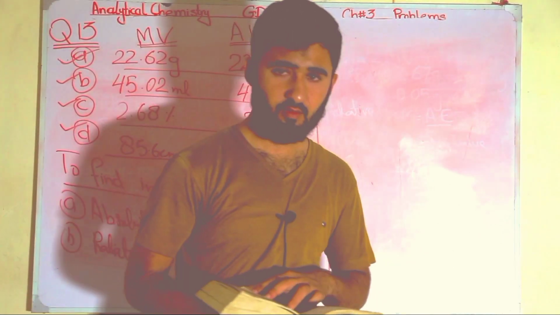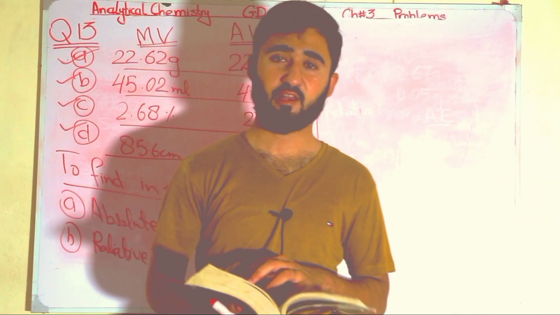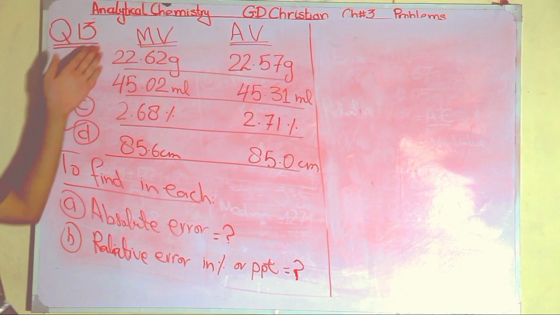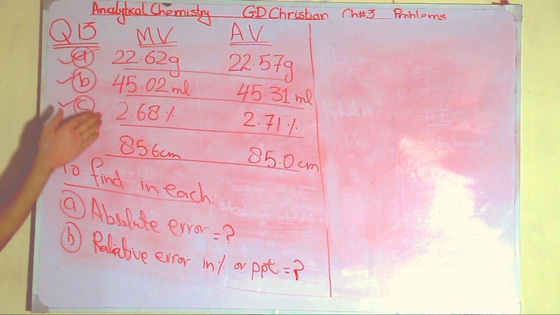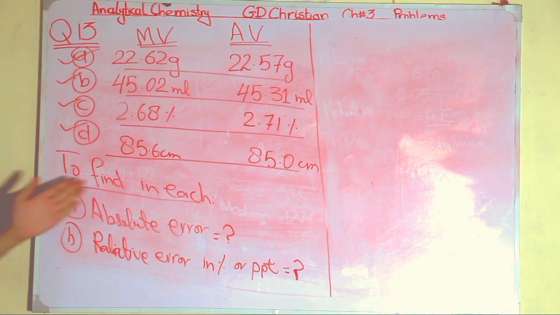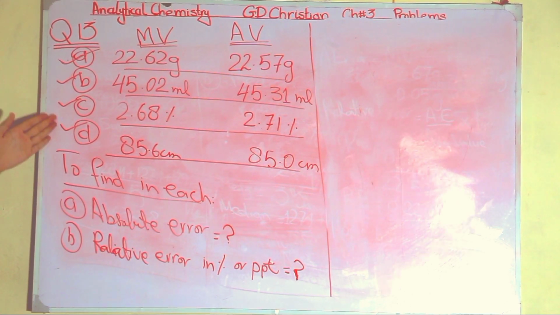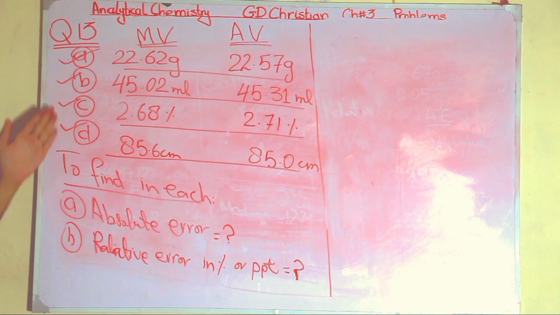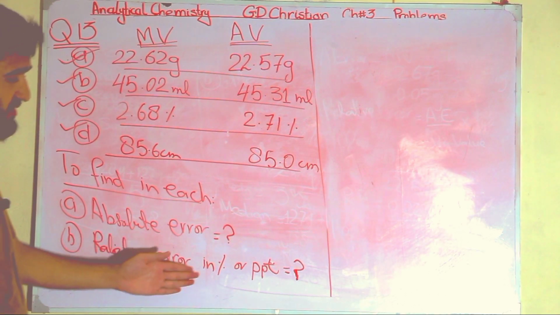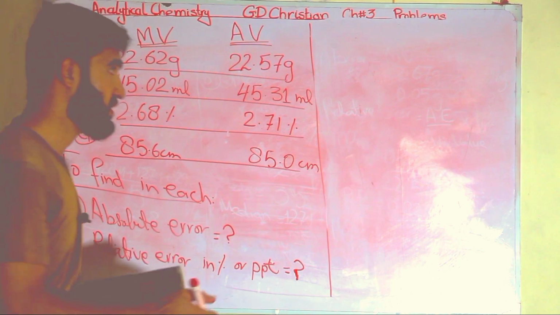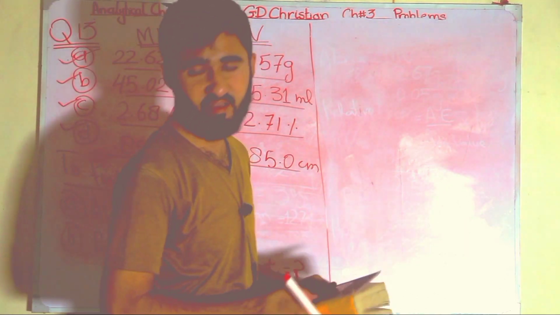In question 13, measured values and accepted values are given. MV stands for measured values. For parts A, B, C, D, measured values are given and accepted values are given. We have to calculate absolute error in each part and relative error in percentage and PPT, parts per thousand, in each of the following. Now students, we have to solve part A.